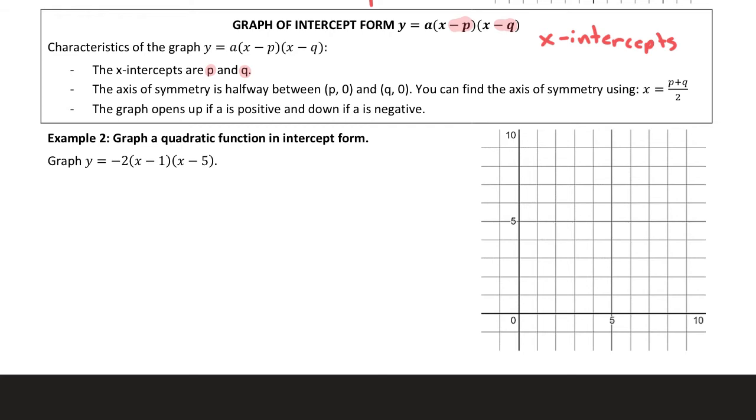And we can find that axis of symmetry by taking the average. That's why I wrote this in here. By taking the average of our x-intercepts. And it's the same thing. If a is positive or negative, that tells us it opens up or down.